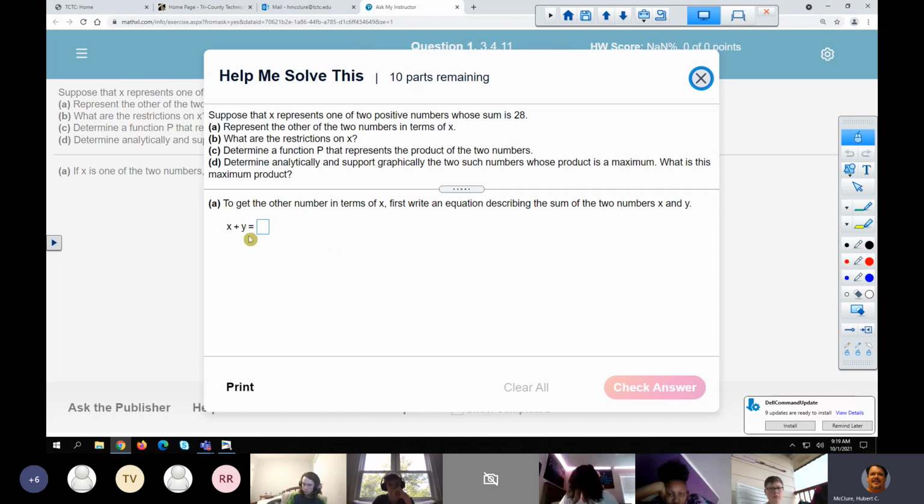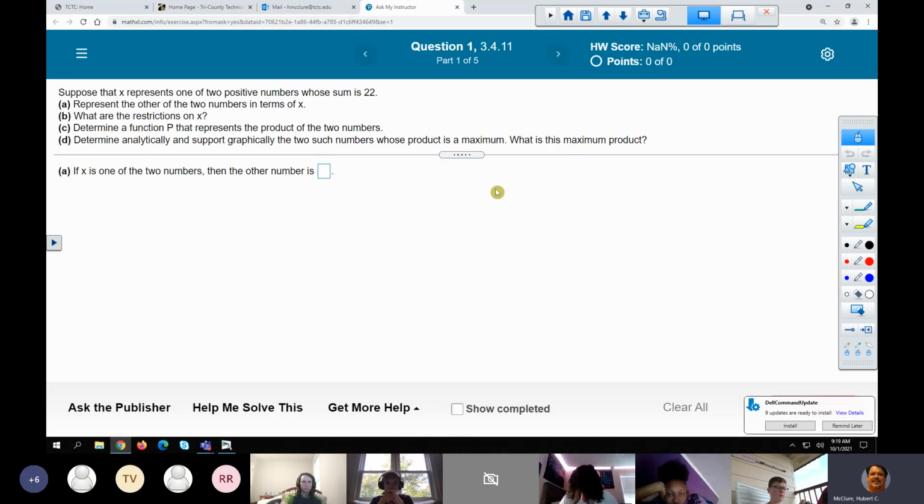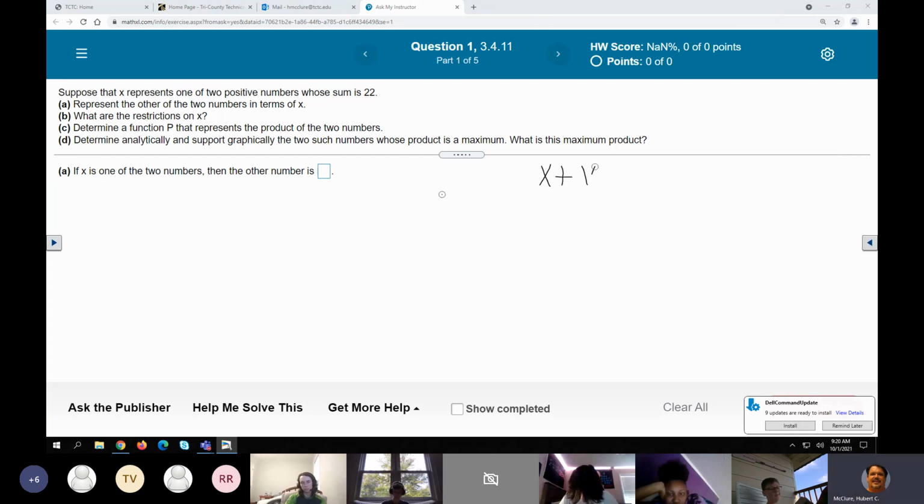Okay, they're using y. Okay, that's fine, we'll use y. I still don't know where they're going with it. So that's going to be x plus y is equal to 22. I don't think this is a test question because I've never seen it before. X plus y is equal to 22. Represent the, let's see, that's A. What are the restrictions on x?